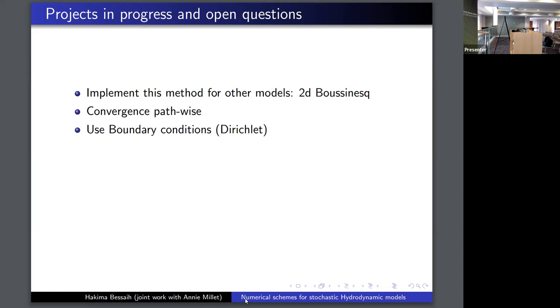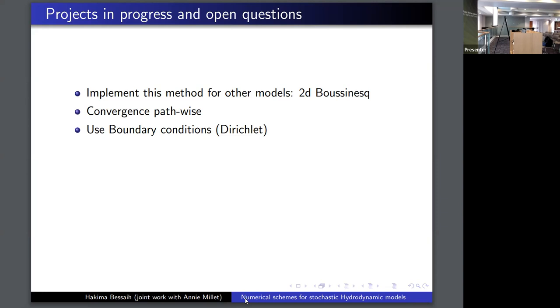These are in progress, it's almost done. But other open questions we are thinking about are the convergence pathwise. By the way, pathwise is not rough path theory. They asked me last time, is it pathwise? No, it's in probability, right?